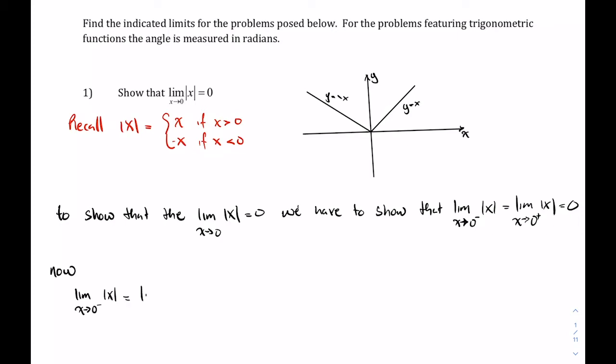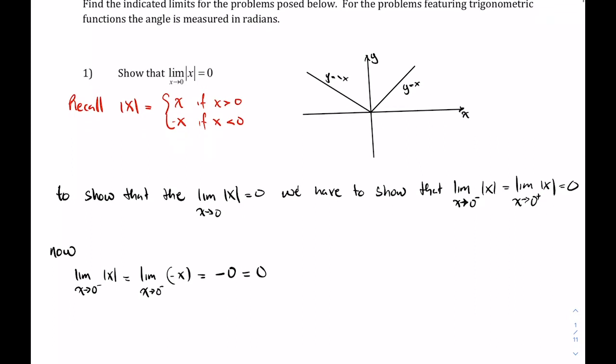So now the limit as x approaches 0 from the left of the modulus of x is equal to the limit as x approaches 0 from the left of negative x. So where did I get negative x from? Well, we have to recognize that on the left side of this function is y equals negative x. So if we're approaching from the left, we have to take that function. And that's why we have the modulus of x being equal to negative x in this instance, which is equal to negative 0, which is 0.